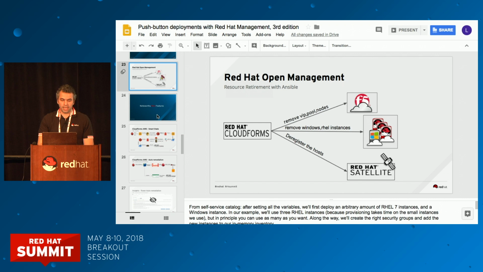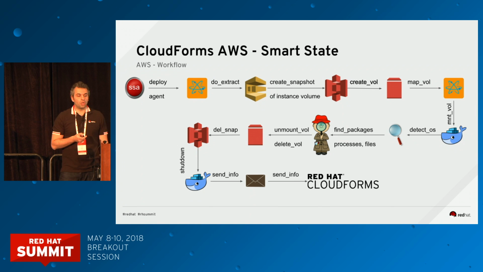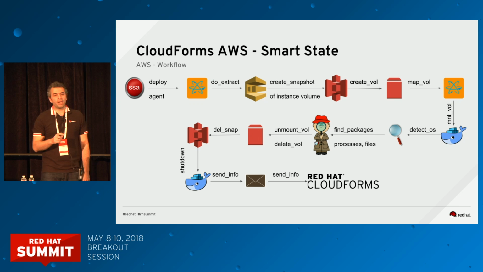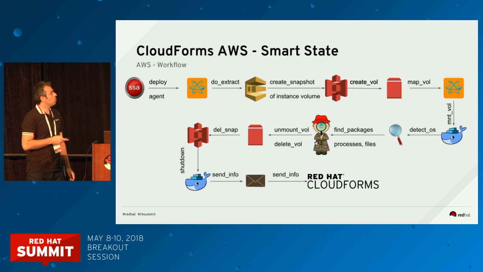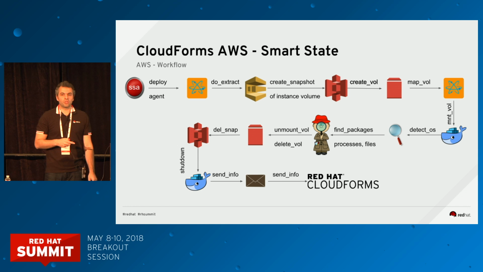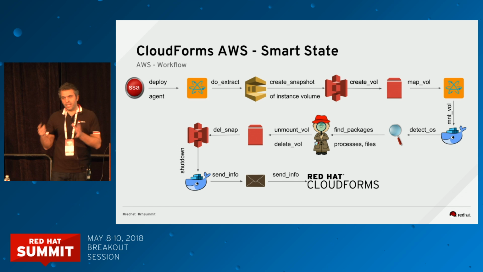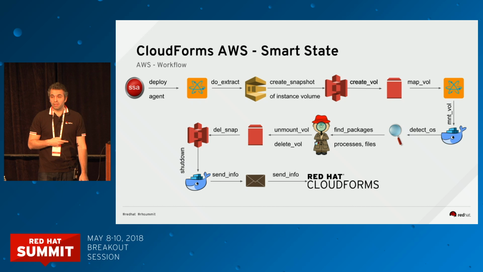I talked a little bit about the SmartState analysis piece, and it's very interesting how that works in AWS. It took us quite a while to build this so that you can actually look into AWS instances. When you press the SmartState analysis button in CloudForms, what happens in the background is it checks for an atomic instance called the SSA agent in your AWS account. If that atomic host is not started, it starts one up. Then it throws a message on SQS in AWS and says, hey, I have a new host, I need you to go and scan it.